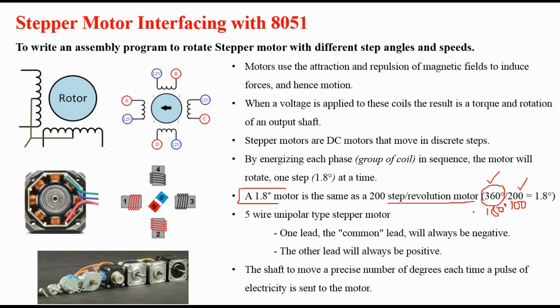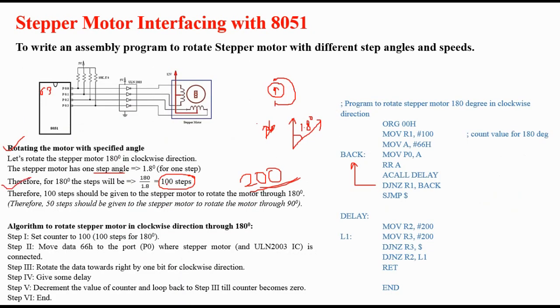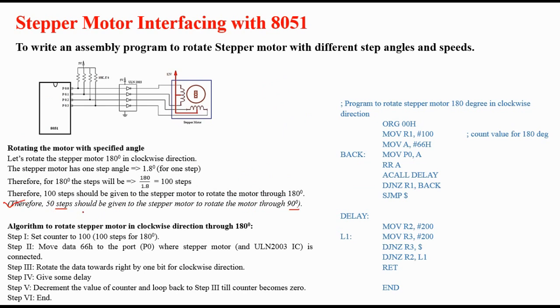So this is the generalized calculation that we have done mathematically. So we got 100 steps. Therefore 100 steps should be given to the stepper motor to rotate the motor through 180 degrees. This is extra: suppose if I make steps equal to 50, then obviously the motor will get rotated through 90 degrees. You can use this figure for the program for assignment.